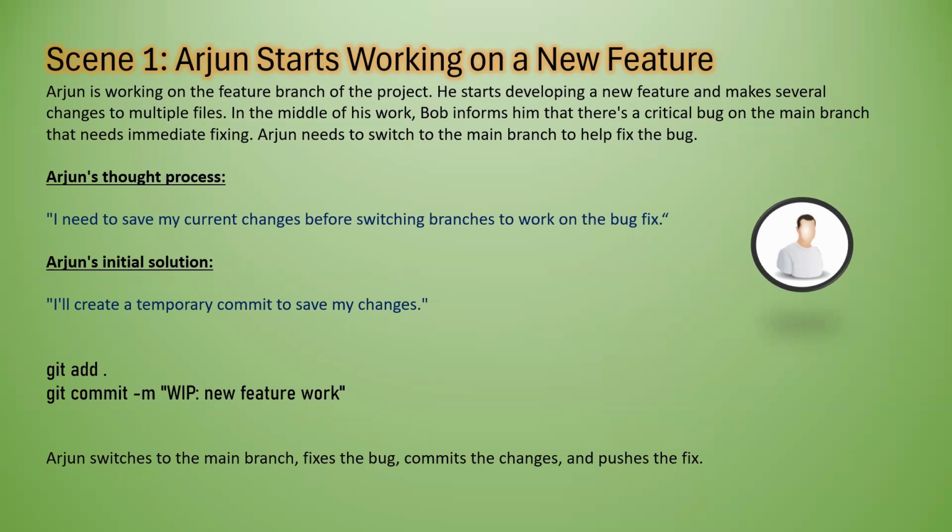What would be Arjun's thought process? I need to save my current changes before switching branches to work on the bug fix. That would be the normal thought process for everyone. Nobody wants to lose their temporary changes.